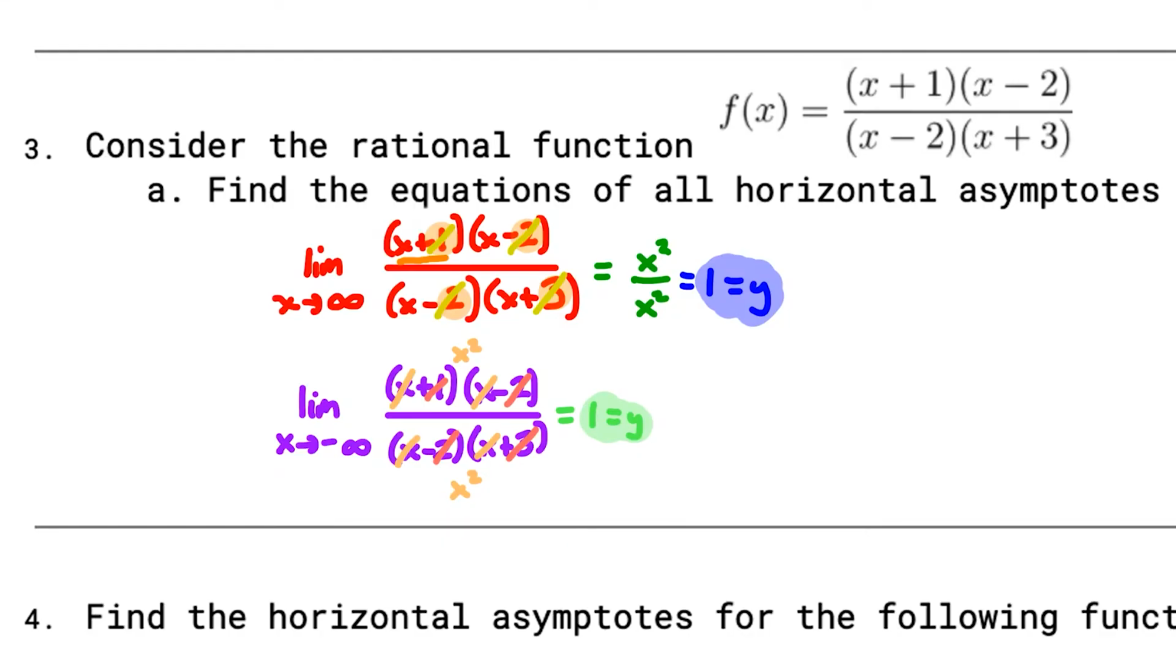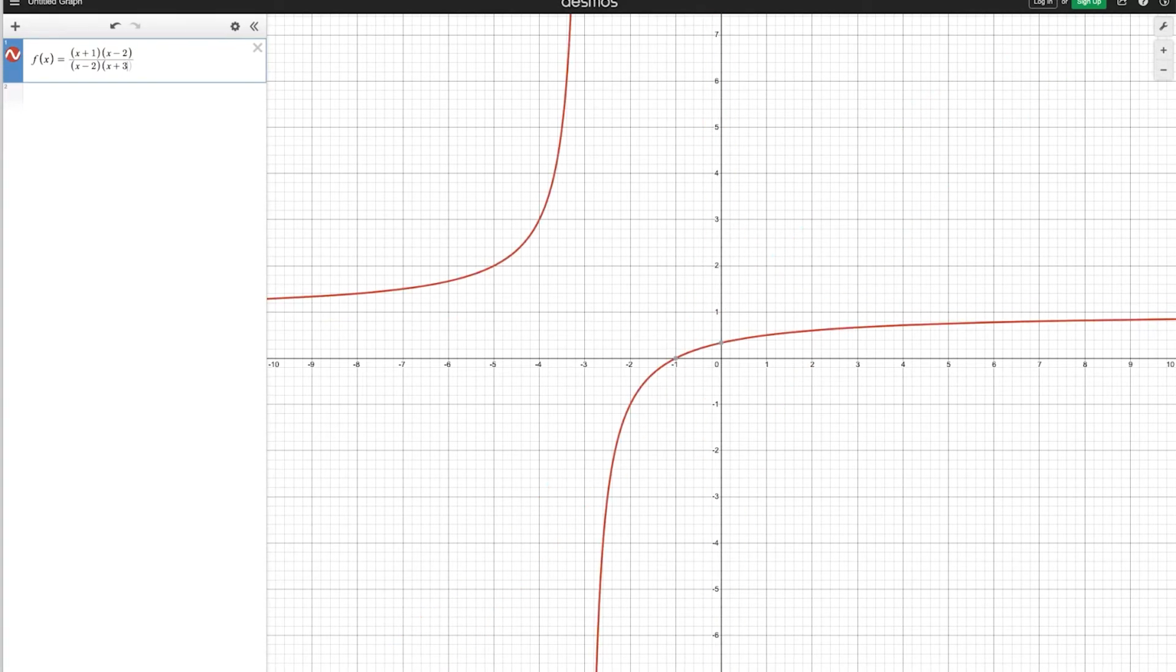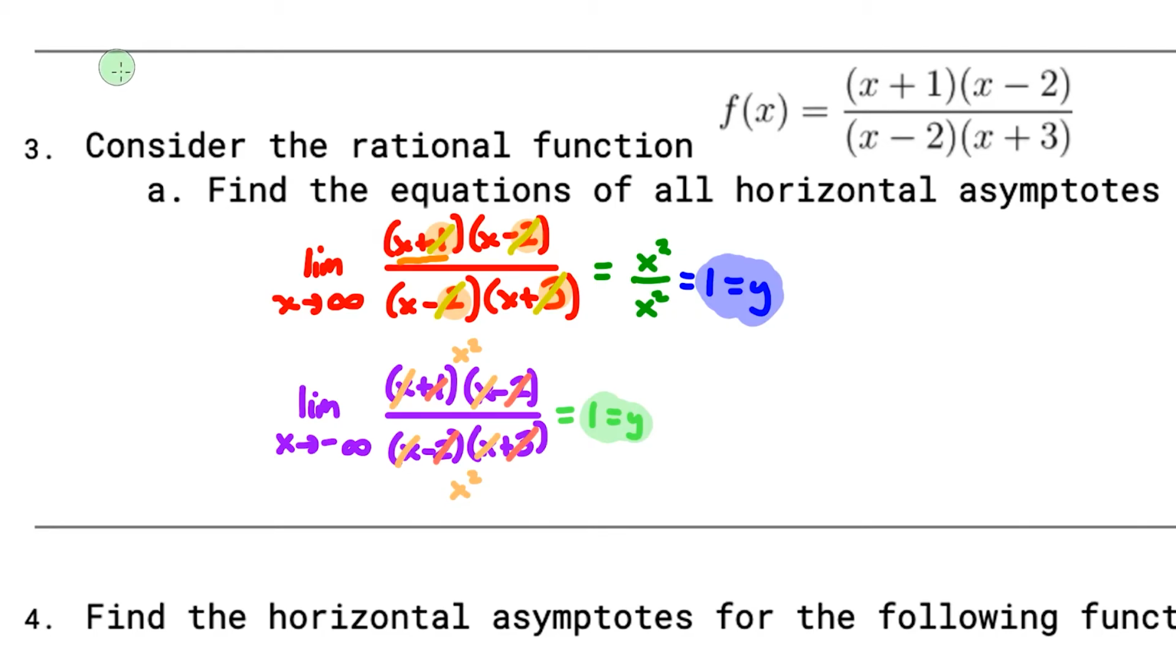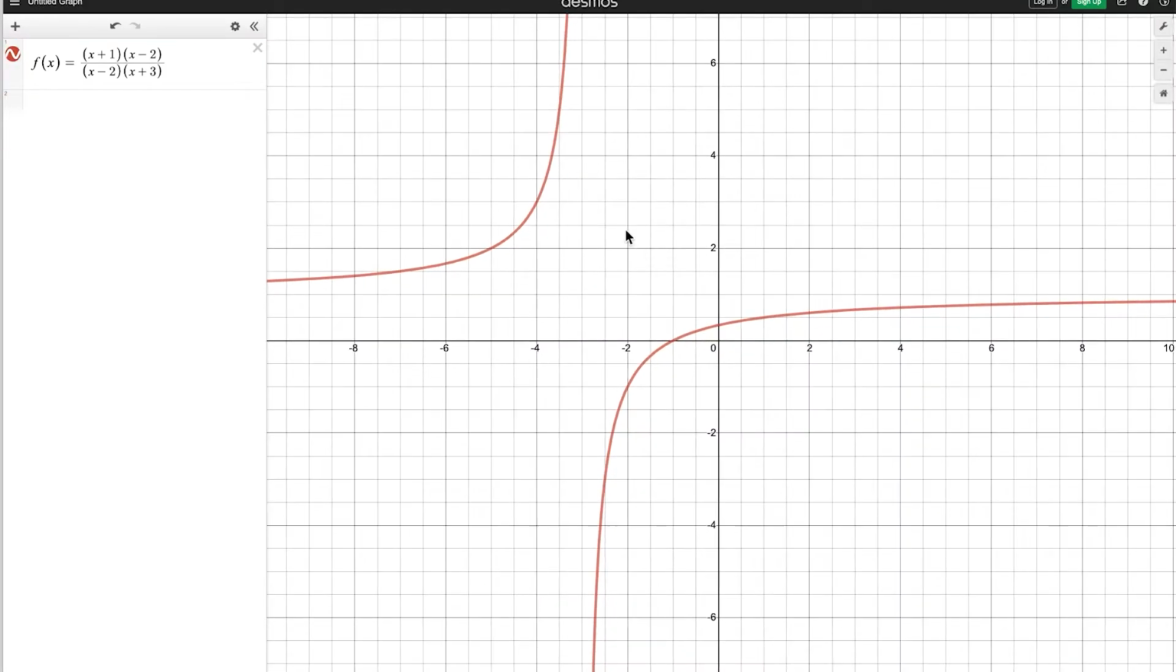All right, well, let's check this out in the graph and make sure that these are, in fact, the horizontal asymptotes, and we'll just get a better idea of what this thing looks like. So we have f of x is equal to x plus 1 times x minus 2, and then we're dividing by x minus 2 and x plus 3. Okay, let me blow this up a little bit. All right, now if you notice, it looks like it's approaching some specific value going to the right and some specific value going to the left.